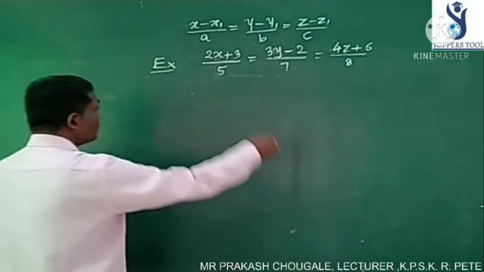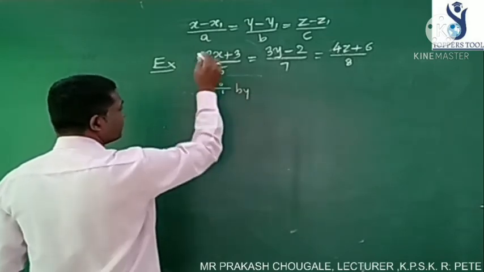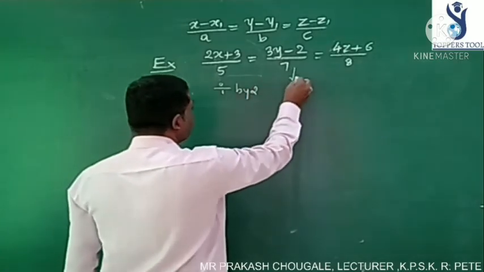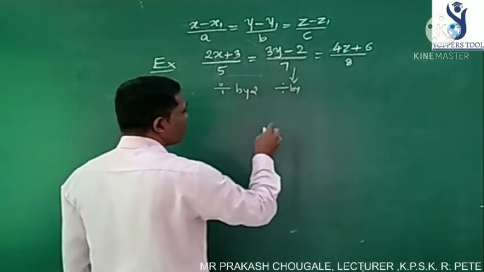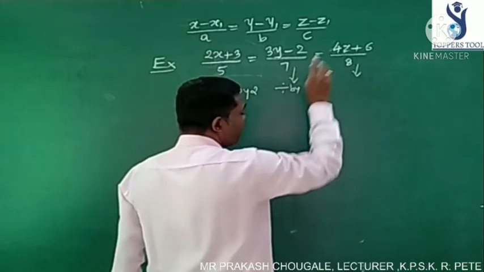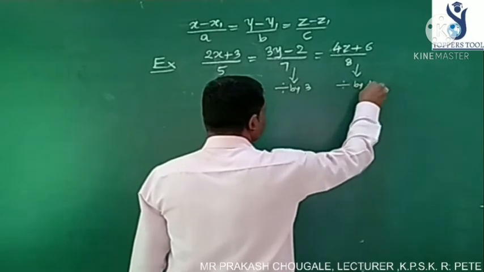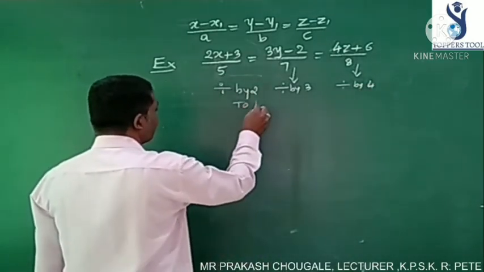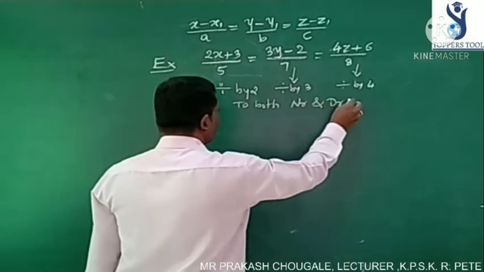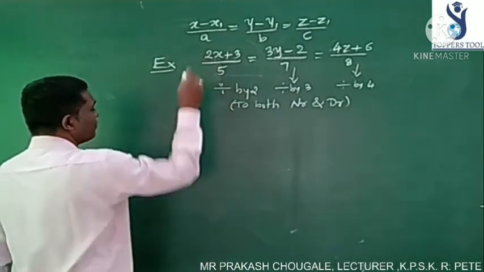So divide numerator and denominator by 2 here. In this case, you have to divide both numerator and denominator by 3. In this case, you have to divide both numerator and denominator by 4. Okay, to both numerator and denominator. Now, if we divide by 2, what will we get?